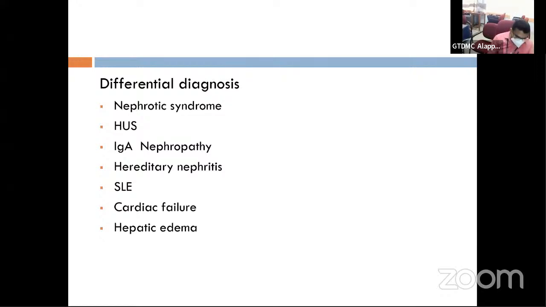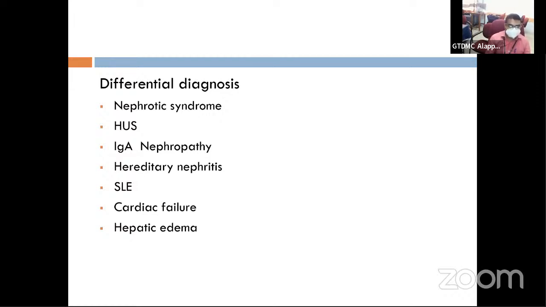Then the differential diagnosis of PSGN. First differential diagnosis is nephrotic syndrome itself. That is another renal cause for edema, nephrotic syndrome. There will be classes of nephrotic syndrome also. And after that, you can easily differentiate between nephrotic and nephritic syndrome.